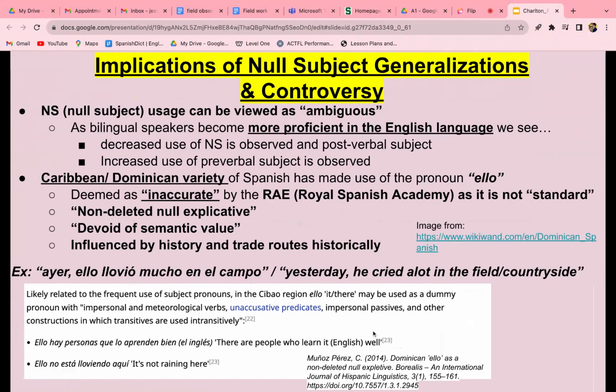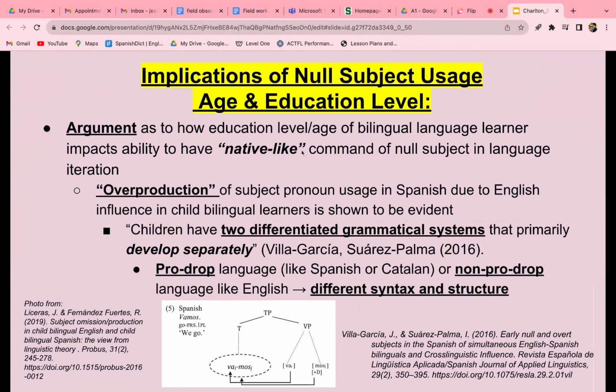There is an argument as to how the education level or age of the bilingual language learners does impact their ability to have that native-like command of the null subject. And then, as stated before, there was that overproduction seen, specifically in child bilingual learners in this study. As the children became more and more proficient in the English language, they had an overproduction of subject pronoun usage, meaning they were using fewer null subjects, fewer post-verbal subjects, and many more pre-verbal subjects shown in their conversations, in their interactions with others.